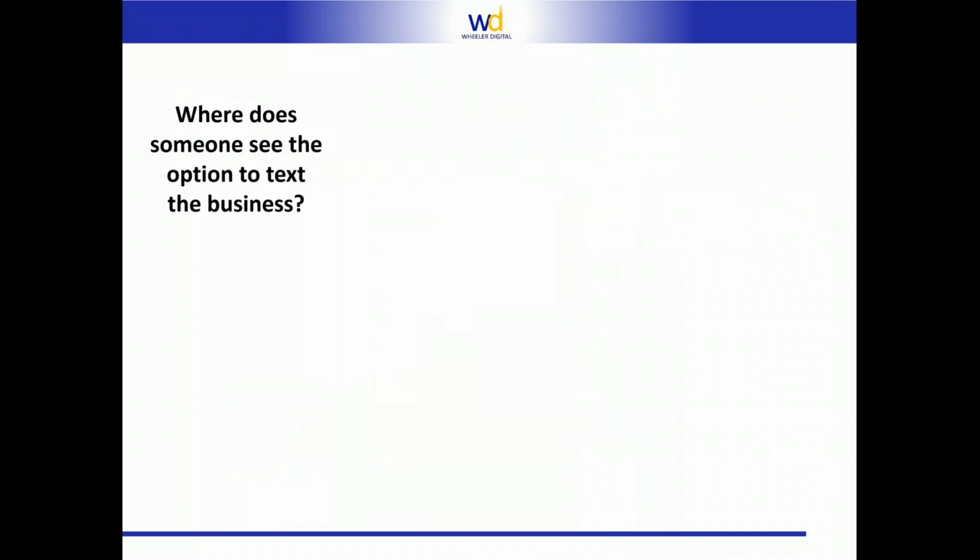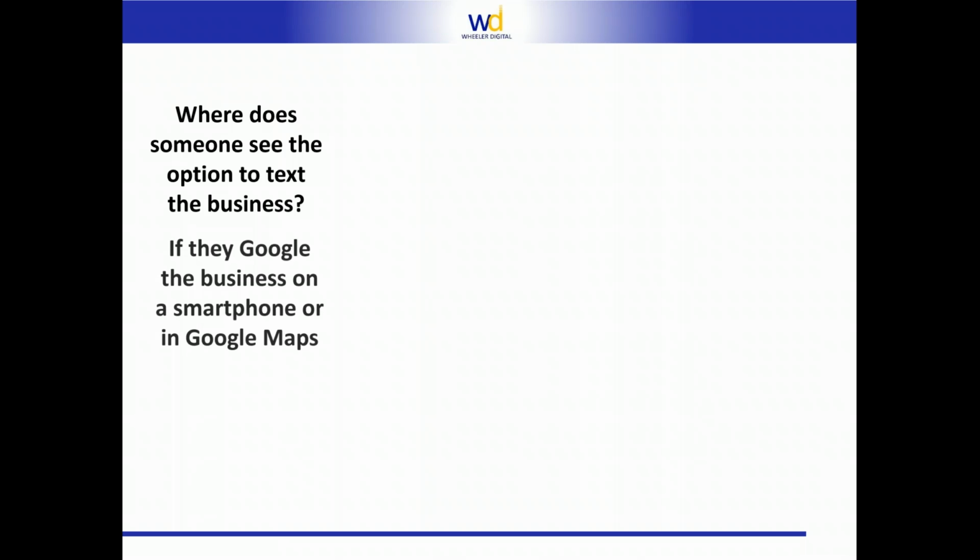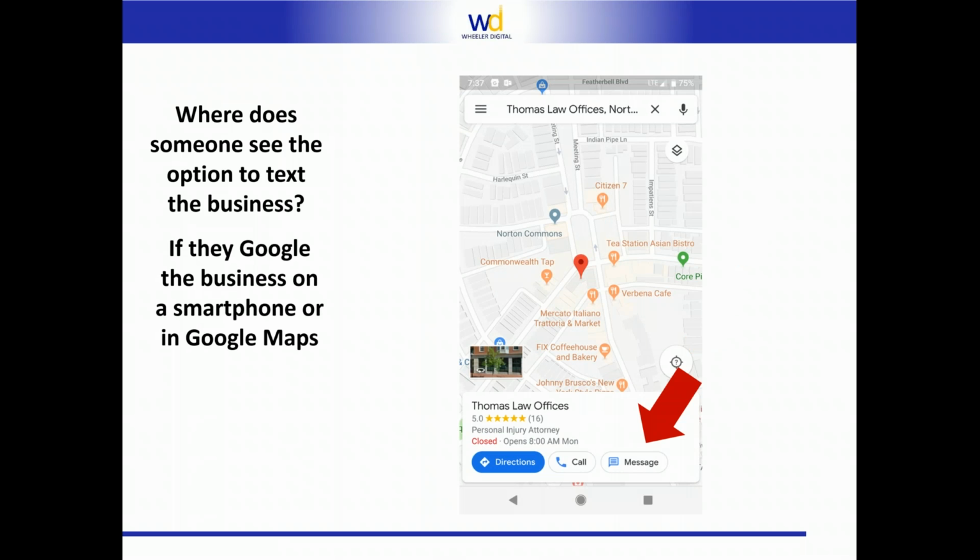So on the text message option, once we turn it on, we have the app downloaded to interact with our potential customers through text message. Where does someone see the option to text your business? Well, right here on a mobile device. If they Google your business on a smartphone or within Google Maps, up pops that little bit of information that Google knows about us. And you can see there, in addition to get directions and click to call, there is now a message button that they can click.